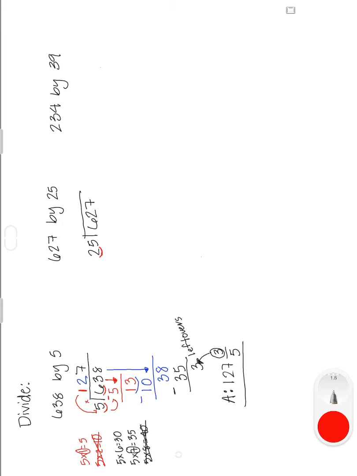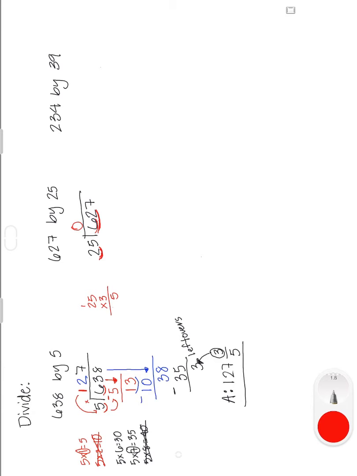Okay, so for instance here, 25, here I'm considering the whole thing, 25 in 6. Of course it doesn't go in 6 because it's too big, so I'm going to go ahead and put a 0 over the 6. So now I'm going to say, okay, 25 in 62. And this is when I'm going to pay attention to my number 2 and my number 6. And I'm going to think, how many times does the 2 go in the 6? Well, it goes 3 times. So let's multiply 25 times 3.